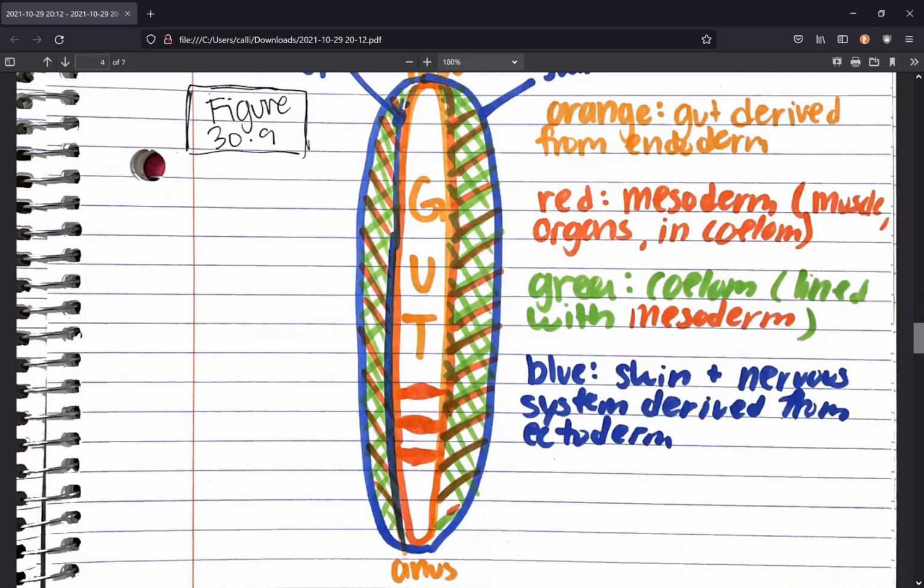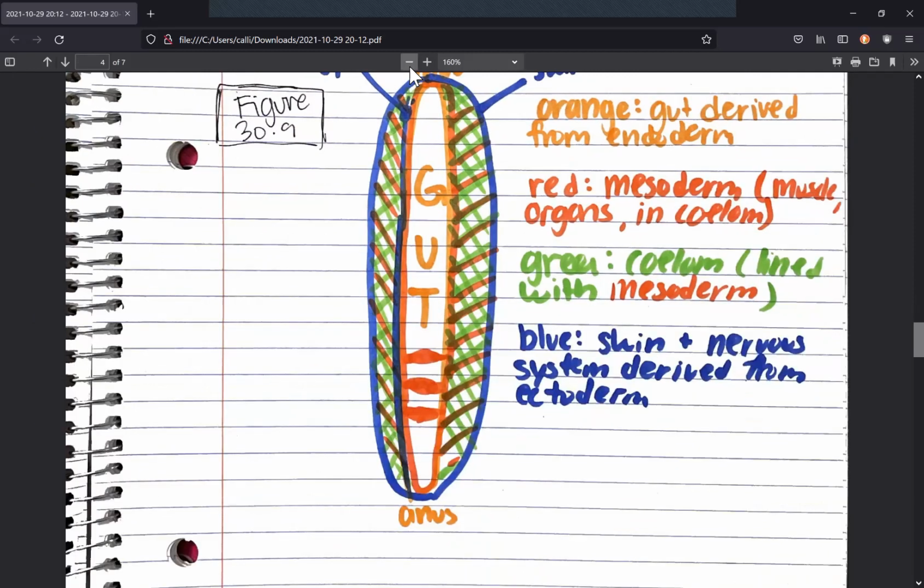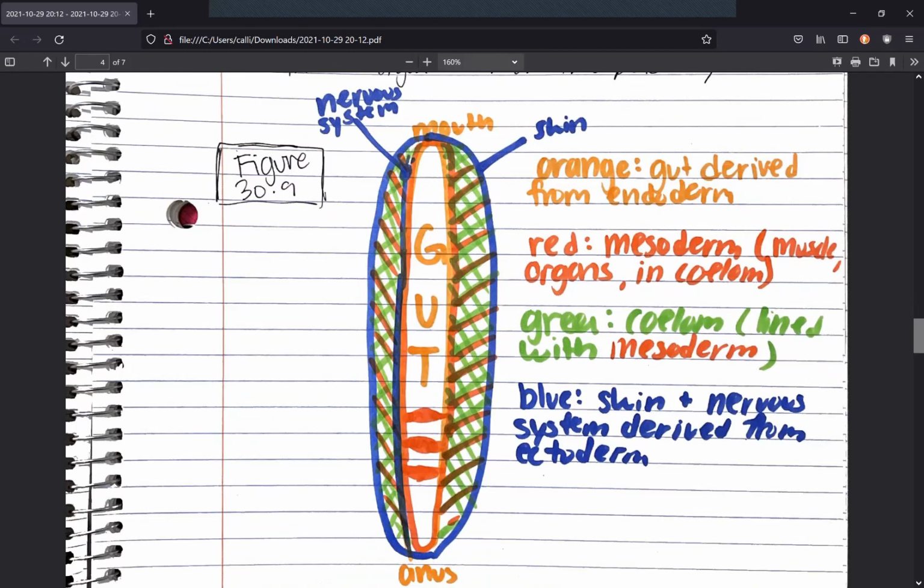And I think I can fit this if I zoom out a bit. So, okay, imagine this is an earthworm, and if you don't believe that it's an earthworm, because it really doesn't look like one, refer to figure 30.9 in the book. I'm not an artist, but I hope that you will bear with me, and we can just go through this by color. So in orange, I've marked the components of the gut, which is derived from the endoderm. So I've got my gut, and on one end I have the mouth, and on the other end I have an anus. Pretty simple.